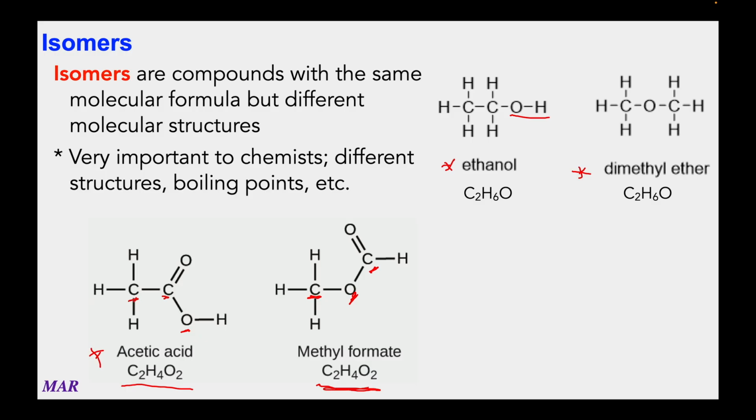So isomers are compounds with the same formula, but different orientations of atoms in the space that the molecule takes up. And they're very important. There's different structures, different boiling points, different ways that they react with things. There's a lot of different things you can do. Acetic acid is an acid, and methyl formate is not an acid. So there's lots and lots of differences. Isomers will be really important. I just wanted to throw it up there so you know what I'm talking about.